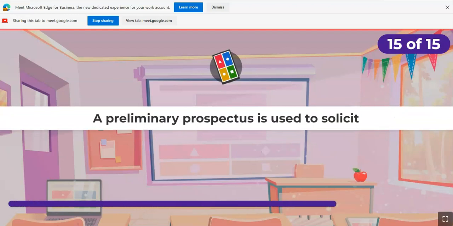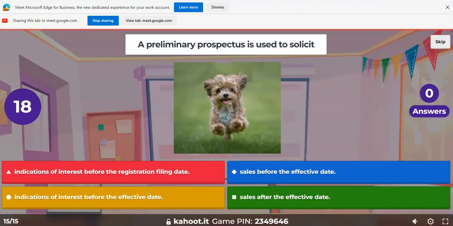A preliminary prospectus is used to solicit A, indications of interest before the registration filing, B, sales before the effective date, C, indications of interest before the effective date, or D, sales after the effective date.